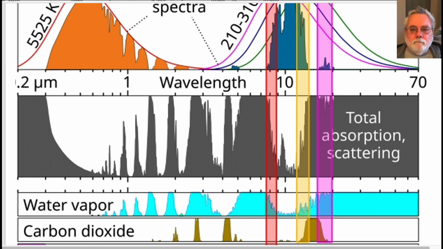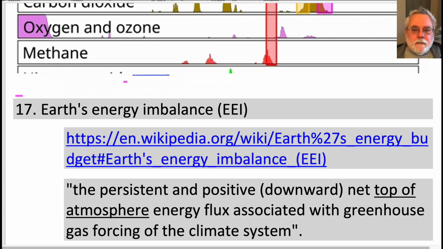This pretty much completes the first half of this course. We now have a better understanding of the greenhouse effect and carbon dioxide's 15 micron wavelength band. Now we will look at the power absorbed by the atmosphere, increasing Earth's temperature, global warming. Section 17, Earth's Energy Imbalance, EEI.